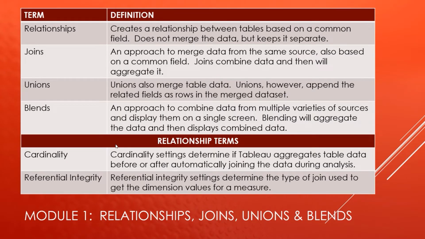So this one talks about the difference between relationships, joins, unions, and blends. Relationships do not merge the data, but keep it separate, and it's based on a common field. Joins are also based on a common field, but they actually merge the data from the same source. Joins will combine the data and then aggregate it. Unions also merge table data, but unions append the related fields as rows in the merged data set.